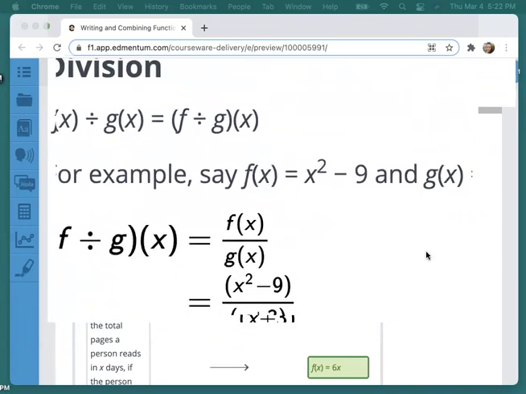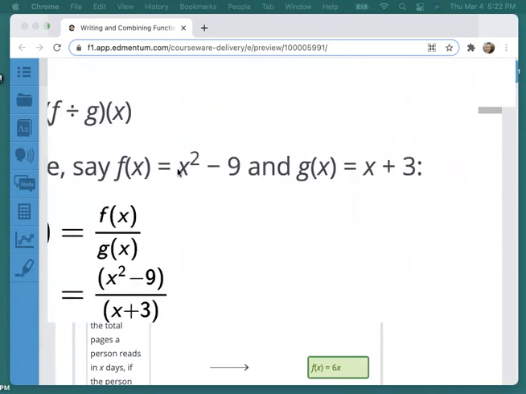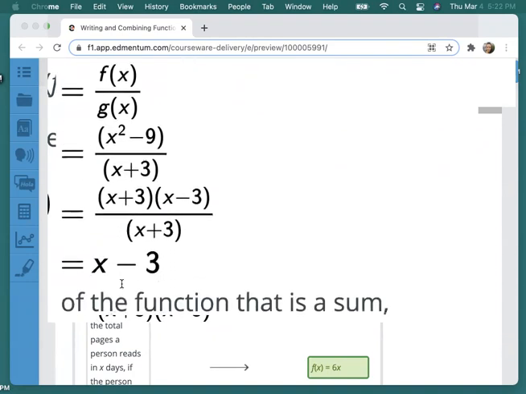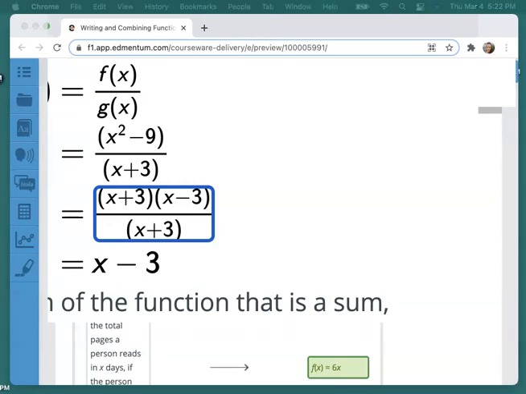Okay, similar for division. In this example, we're dividing f by g. So if f is x squared minus 9 and g is x plus 3, you just fill that in. Here we have x squared minus 9 divided by x plus 3, written like a fraction. And then you factor the x squared minus 9. It is a perfect square. So you have x plus 3, x minus 3, and then these x plus 3's will cancel out. So the answer is x minus 3.